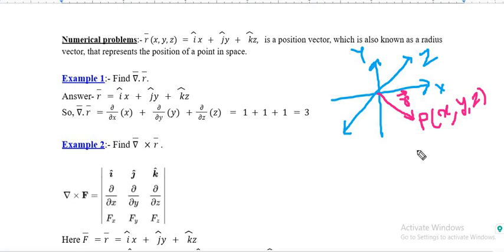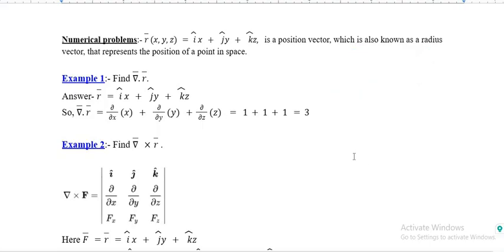Now we're going to find some operators related to position vector. So the first one is the divergence of position vector, divergence of r. What is divergence? It's a space derivative. So r is represented by x, y and z, and we are differentiating with respect to x, y and z. Differentiating with respect to x gives you 1, along y this is 1, and along z this is 1. So add all of this, this will give you 3. So the divergence of position vector is 3.